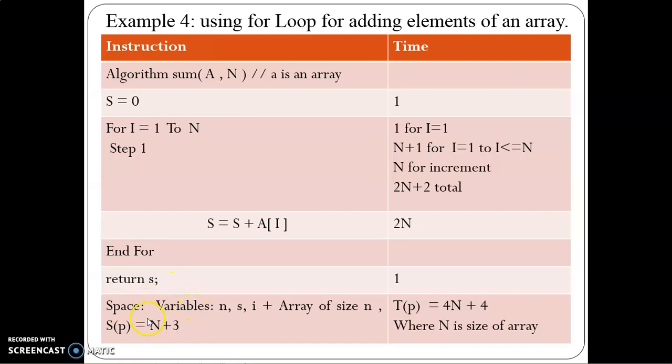And the variables, how many variables are involved? There is a variable n, there is a variable I, there is a variable S, then there is an array of size n. So there we have n plus 3 variables. So n plus 3 is the space complexity of this algorithm.